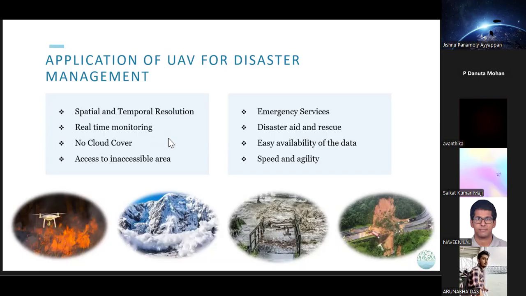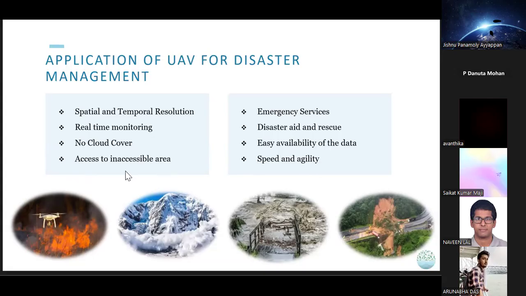For that, the best way is to use the drone for monitoring purposes. Then there is no cloud cover problem. Drones are always flying at a height of maybe about 120 meters, so they are not severely affected by the clouds. Then we can access inaccessible areas.